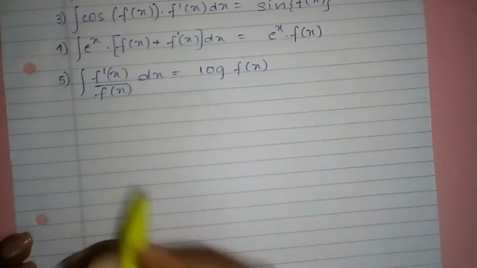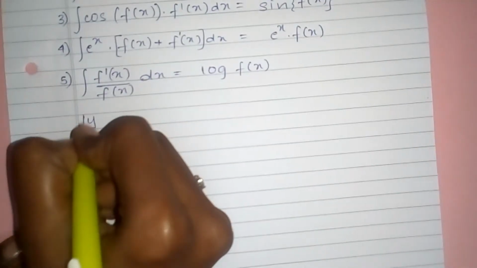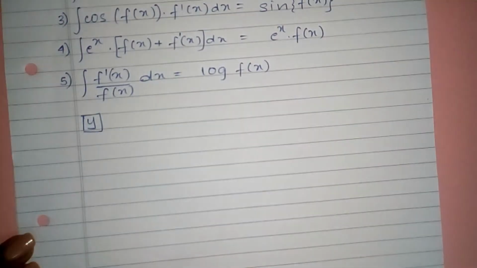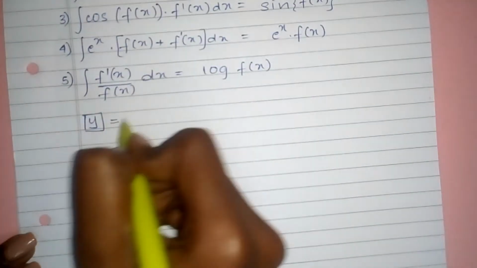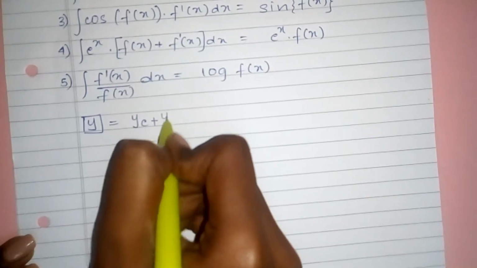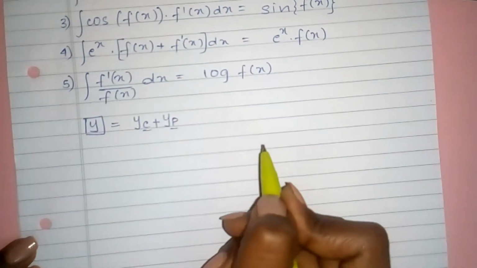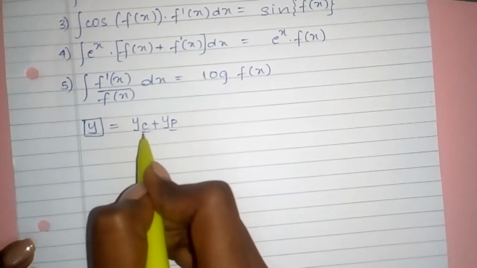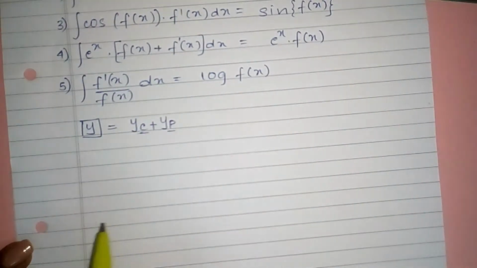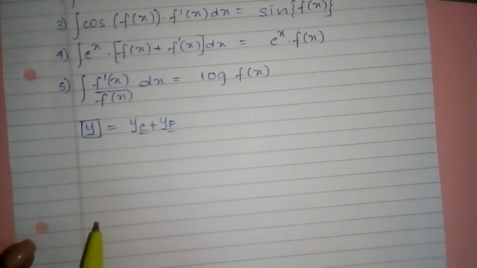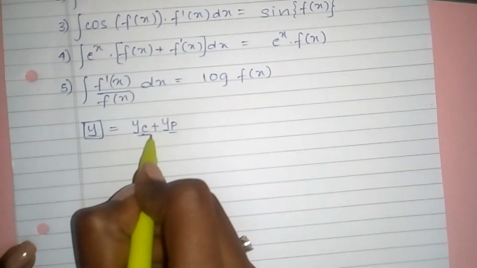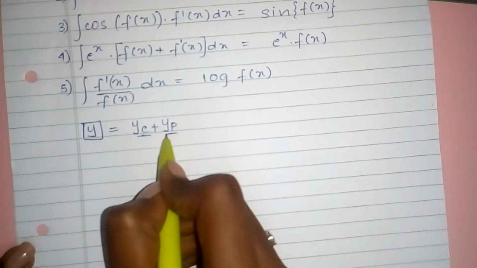Now in this entire chapter, we have to find y. The formula for y is yc plus yp. This is the complementary function and this is the particular integral. We saw how to find yc in the previous video, so please check our previous videos to see how we found yc. Now we are seeing how to find yp.